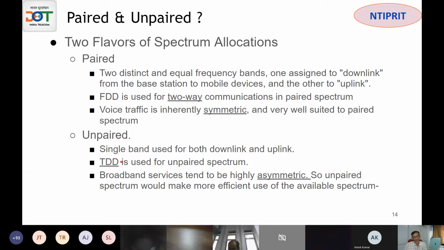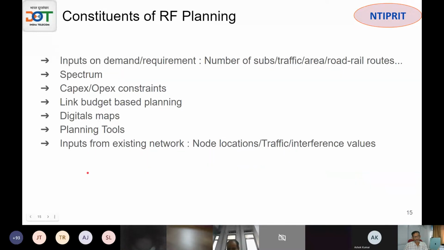Same time division is used in both ways by having the time separately used. Same frequency domain is used in both ways. So broadband services are symmetric. So the relevance of TDD has become more. So overall, if you see, the RF planning has got many constituents.